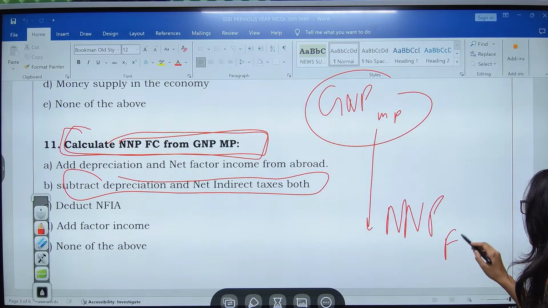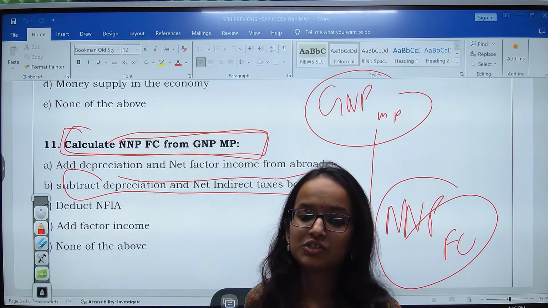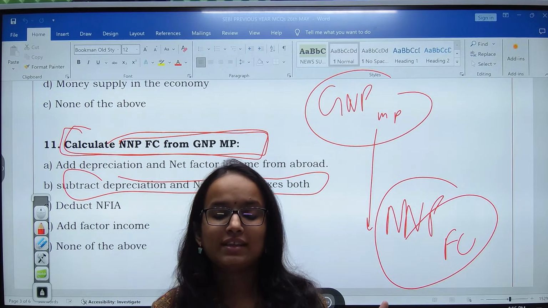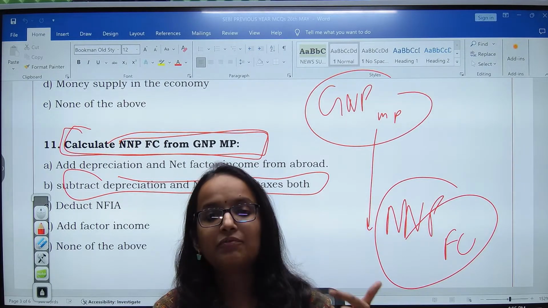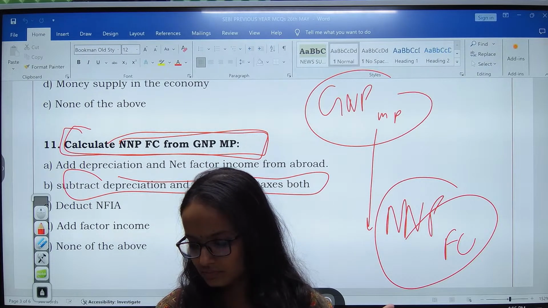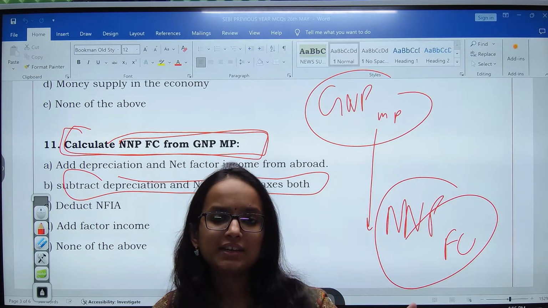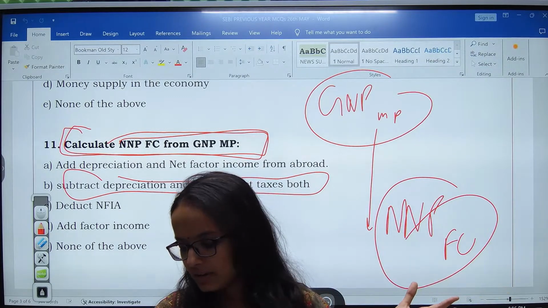First, you tell me, first of all, what is NNPFC? Is this the national income of your country? Yes or no? What is NNPFC? Net national product at factor cost. And do you understand these aggregates? What do they mean actually? You don't have to just mug up the formula. You should know the rationale behind them, right?